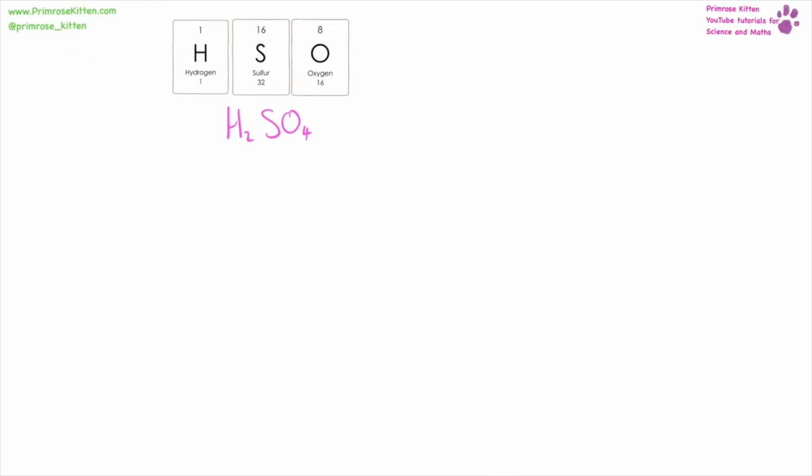When you are working out the Mr, which is the relative formula mass, you need to take all of the Ars, which is the relative atomic masses, and add them together. Now the mass, remember, is the larger number of the two. Doesn't matter where it's located, it is the larger number of the two.